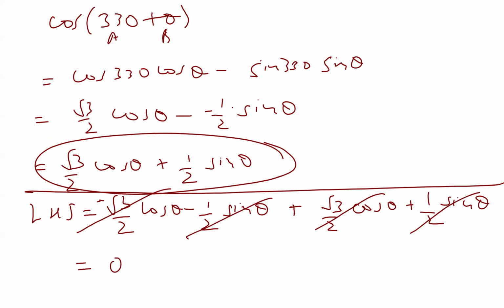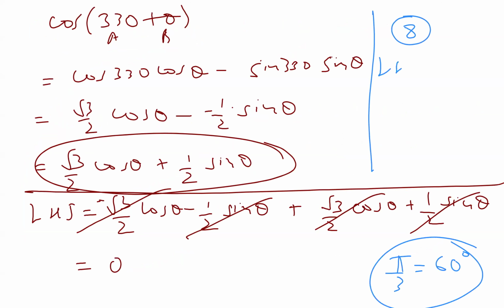Question number 8. I'll just give you the hint. Convert that pi by 3 into degrees. So pi by 3 is 60 degrees. So you can start your LHS with cos 60 plus x. So this is A and this is B. Cos 60 plus x. Fine. So you can apply the compound angle formula over here and get the RHS. It's not a very difficult one.